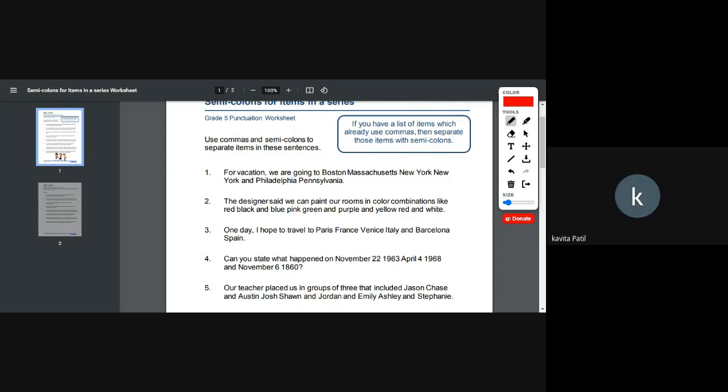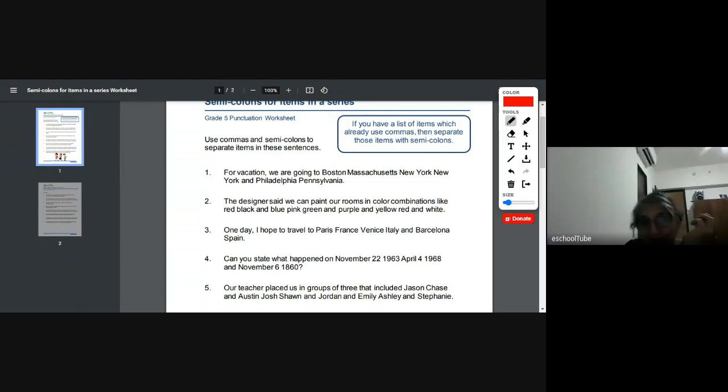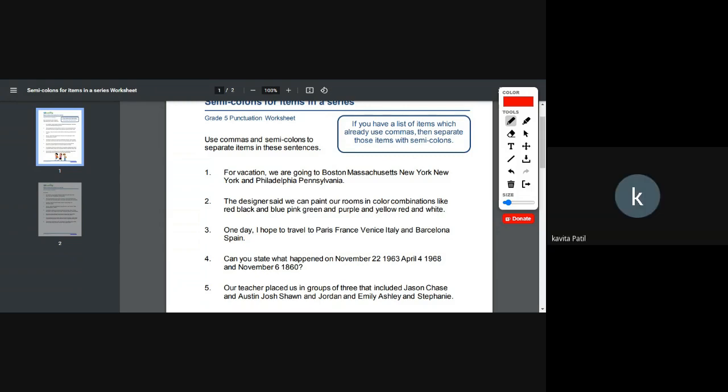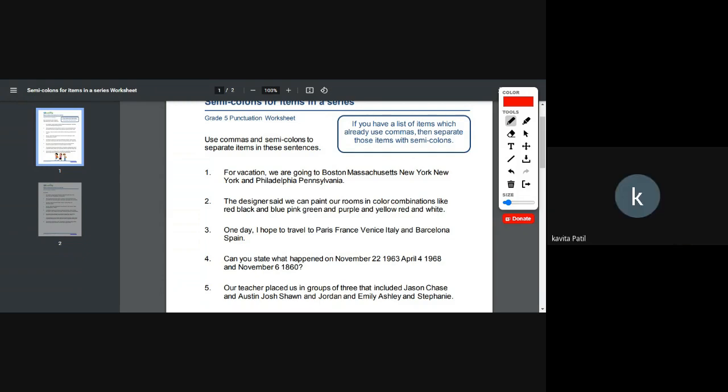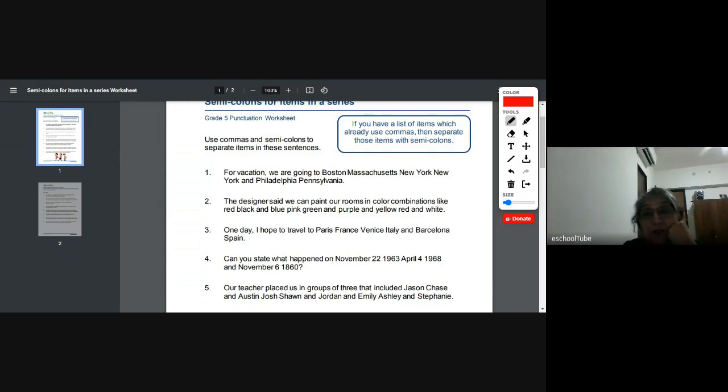For vacation, we are going to Boston, Massachusetts. After Massachusetts, then New York. After the second York. What should I put, comma or semicolon? Comma. So should I put a comma here, or should I put a comma after Boston?